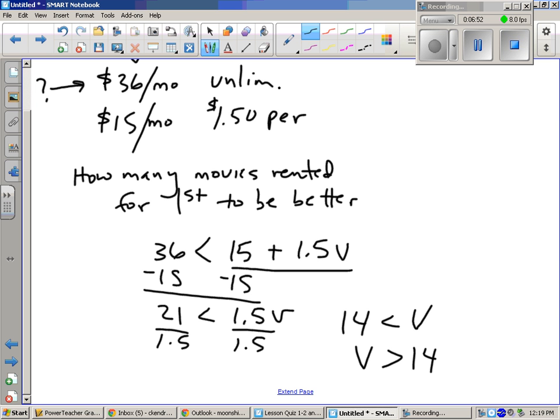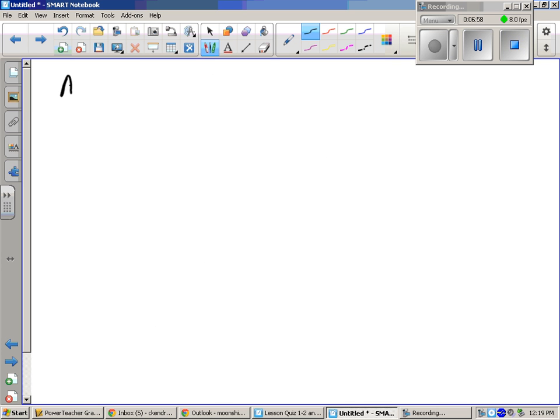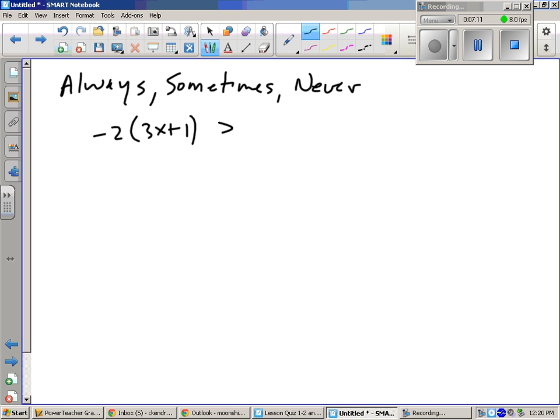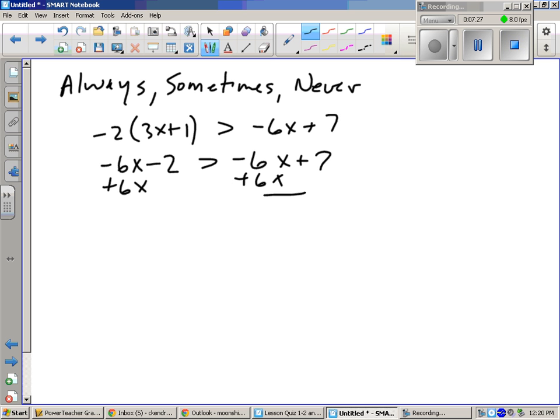All right, the next section we're going to talk about is always, sometimes, or never. This is the answer I want when we have an equation. Which of these is the right answer? If I have -2(3x + 1) greater than -6x + 7. So let's solve that. First thing I'm going to do is distribute. Okay, then I'm going to add 6x to both sides. So I get -2 is greater than 7.